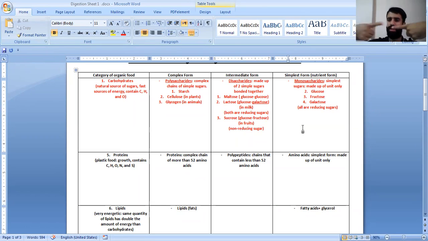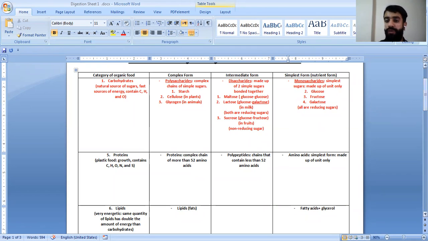So maltose is glucose and glucose. Lactose is glucose and galactose. And we have sucrose, glucose with fructose. While for the monosaccharide, mono means one: one sugar. So glucose, fructose, and galactose. This is everything related to carbohydrates and their forms. Complex is the most complicated. Intermediate is half and half, not very complex and not very simple. While the last one is the simplest form, also called the nutrient form.